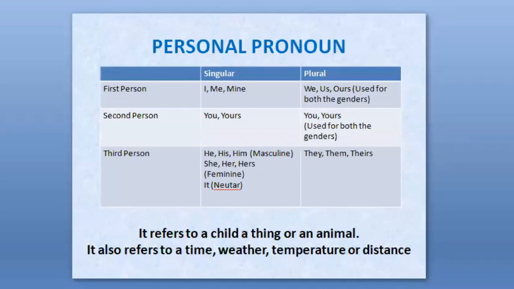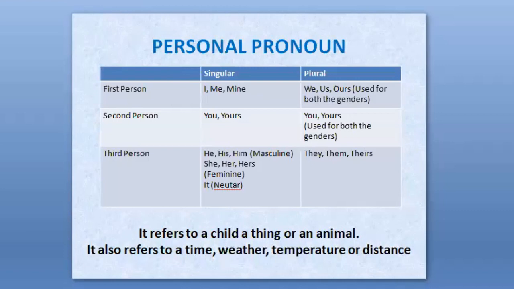A second person is the listener, the one who is listening to the speaker. So that is the second person. So here, children, you all are listening to the teacher. So you are a second person. Third person. A third person is a person whom we are talking about. Now this person also changes according to singular and plural.